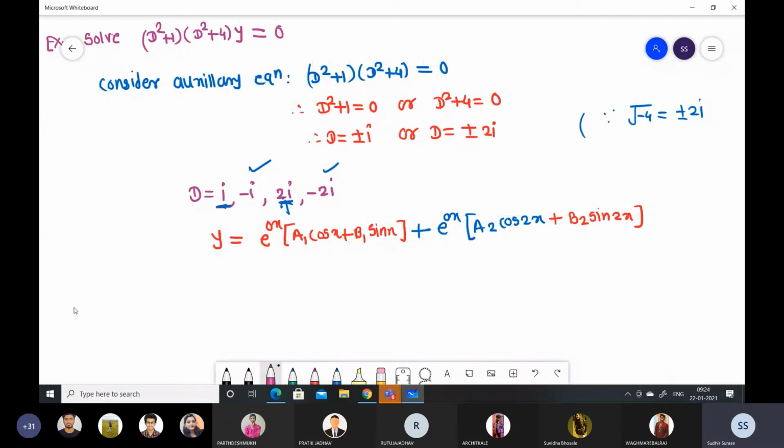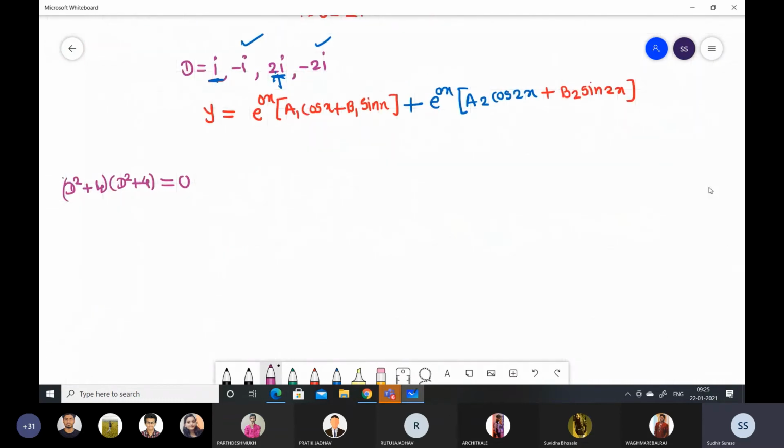And now if we have this case, (D square plus 4) whole square, that is, D square plus 4 into D square plus 4 is equal to 0. In this case the auxiliary equation will be D square plus 4 is equal to 0.